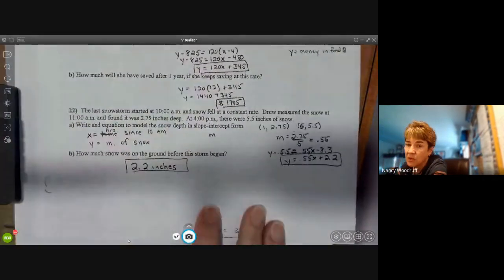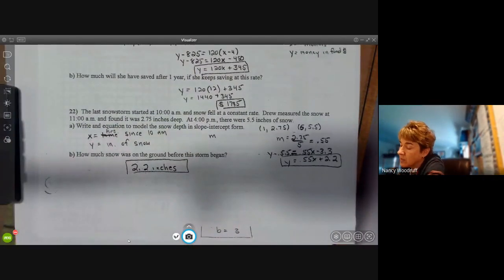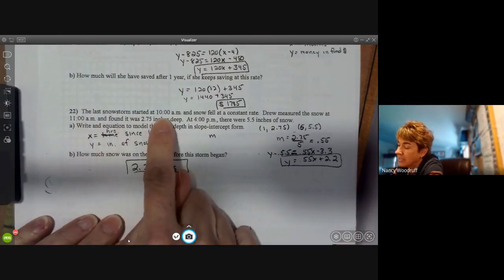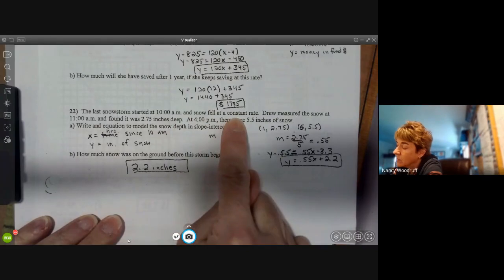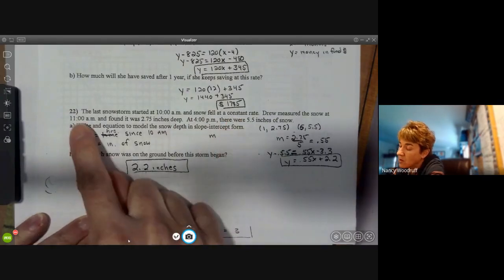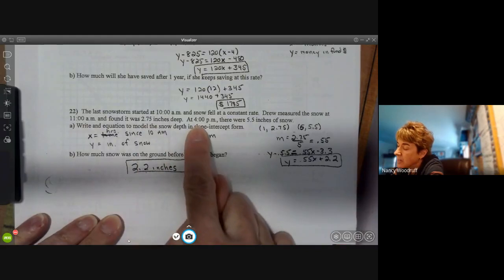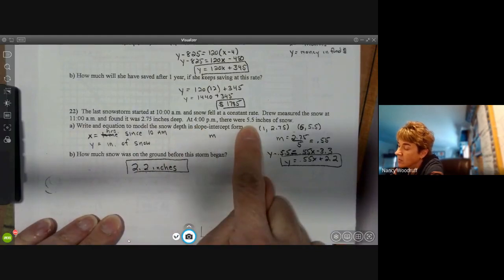So I'm going to guess this last one is going to be our case 3 because I'm trying to give you one of each of the 4 types of word problems we've done with linear functions. So the last snowstorm started at 10 a.m. and the snow fell at a constant rate. Drew measured the snow at 11 a.m. It was 2.7 inches deep, and at 4 p.m. there was 5.5 inches of snow.